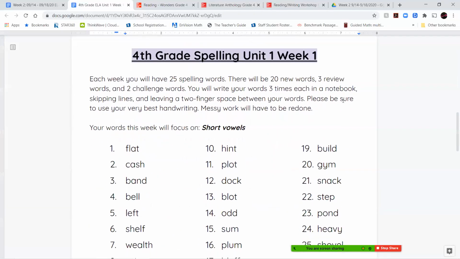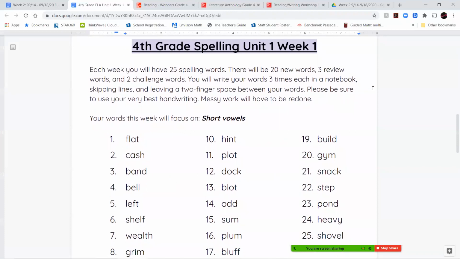Now let's go ahead and talk about your spelling. So each week you are going to have 25 spelling words, 4th grade. 20 of them will be new words, 3 of them will be review words from the week before, and 2 of them will be challenge words. Now your spelling words each week are going to have a theme. They're all going to wrap around the same idea. So this week, your spelling words are going to focus on short vowel sounds. So all of your words, except for those last couple words, are going to be short vowel words.